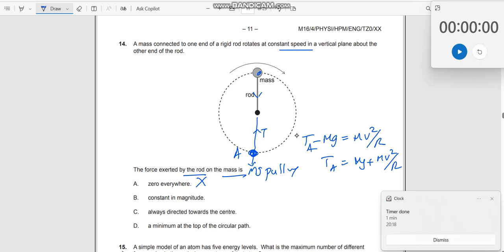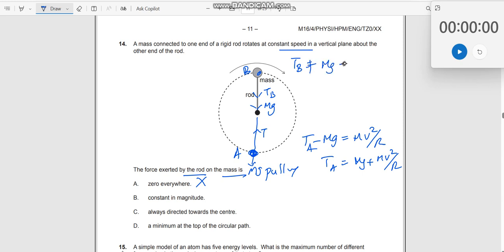If I take another point, this will be TB. If I take this point as B, TB is acting like this, and mg is also acting like this. So TB plus mg equals mv square by r. I did not change the v because it says constant speed. So TB equals mv square by r minus mg. Here the tension is very low, and over here the tension is maximum. So it is not constant in magnitude. This is also incorrect. Always directed towards the center.